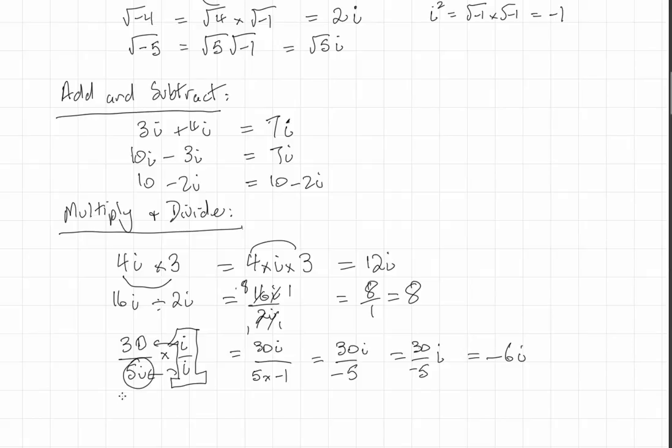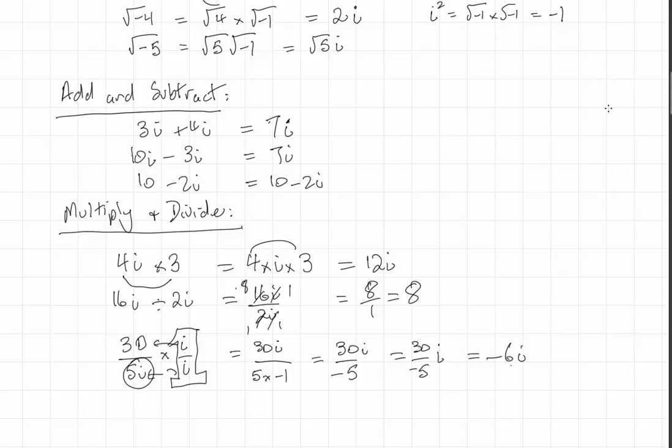So if there's no imaginary on the top, and you've got imaginary on the bottom, we tend to multiply top and bottom by i over i. So multiply the top by i, the bottom by i, and that will allow us to express our answer with an i on the top, and we'll get a number like that.